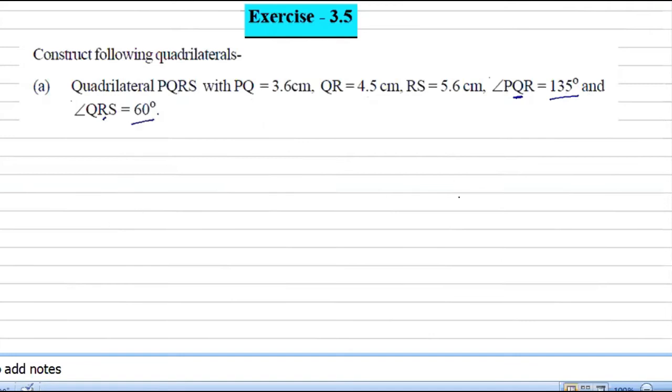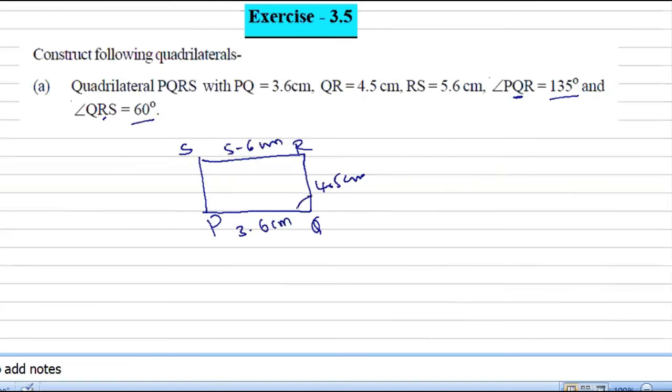So we can construct these by using the compass. So what is our first step? Draw a rough sketch of the quadrilateral and label it with the given measurements. Just draw the normal quadrilateral and label it with PQ, QR, RS, and write the lengths: P to Q 3.6 centimeters, Q to R 4.5 centimeters, then R to S 5.6 centimeters, and angle Q 135 degrees, and angle R 60 degrees. So now what do we have to do first?